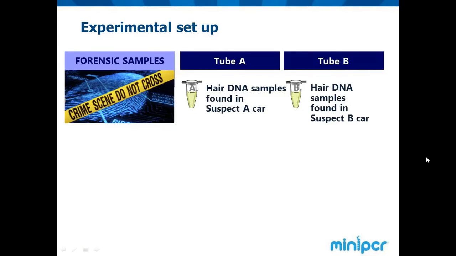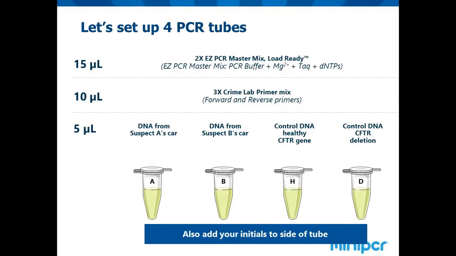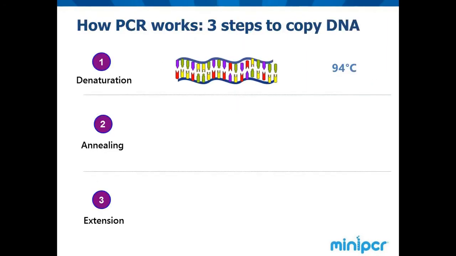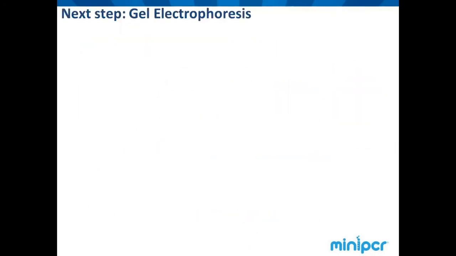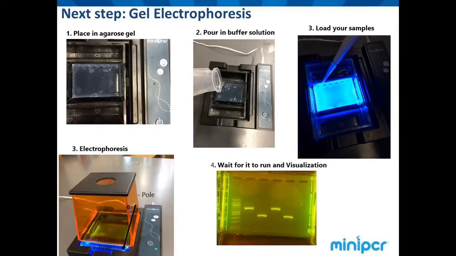So for Missy Baker, you had two samples, right? Tube A and B. A was from suspect A, B was from suspect B. You also had control H and D. Control H came from a healthy gene, and control D came from one with a deletion mutation. And what does that mean exactly? This is all the stuff that we put in there. I'm not going to be so concerned about this. Move through it. This is that PCR process that I showed you in class, but we're going to go to this. Oh, this is a good reminder, though.